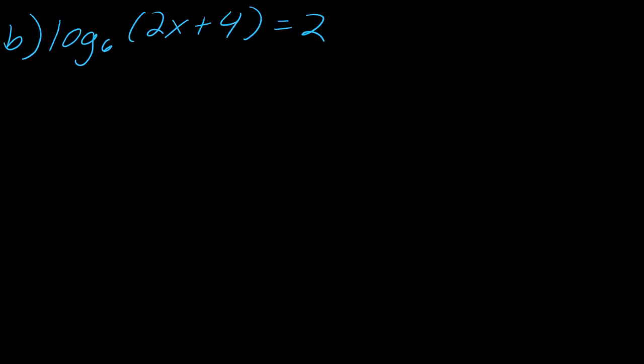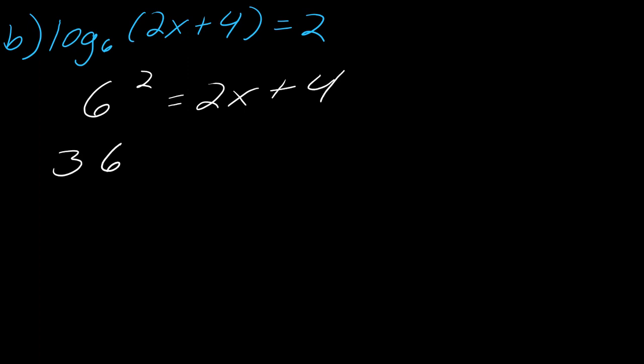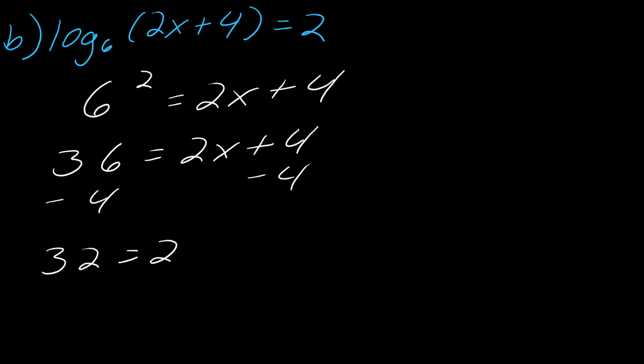Now, for this other one, this is going to be a little bit more work. This is going to say that 6 squared equals 2x plus 4. So that's 36 equals 2x plus 4. And then I can go ahead and subtract off the 4. So I get 32 equals 2x, divide both sides by 2, and I get x equals 16, and then we're good to go there. So that's the idea behind solving equations, but we still have to talk about how to evaluate them.